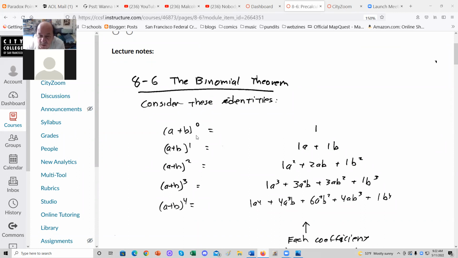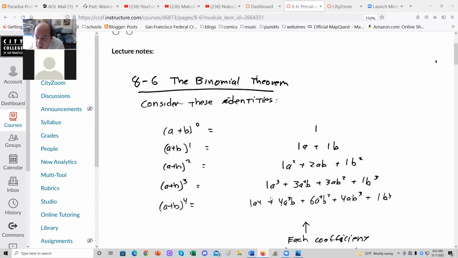We have the first power of A plus B is 1A plus 1B, all very obvious. Now, the square of A plus B, if you expand it out, is A squared plus 2AB plus 1B squared. If you multiply that by A plus B again, you get A plus B cubed, and this expands out to 1A cubed plus 3A squared B plus 3AB squared plus 1B cubed.